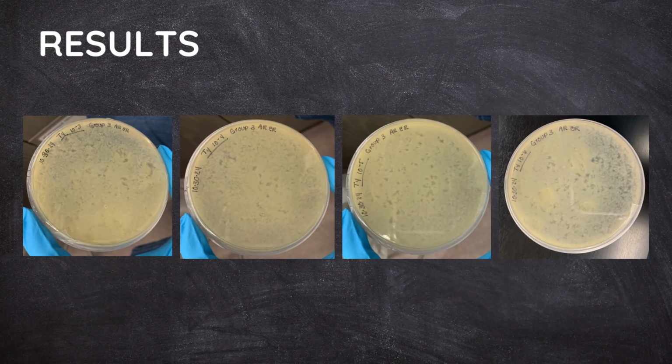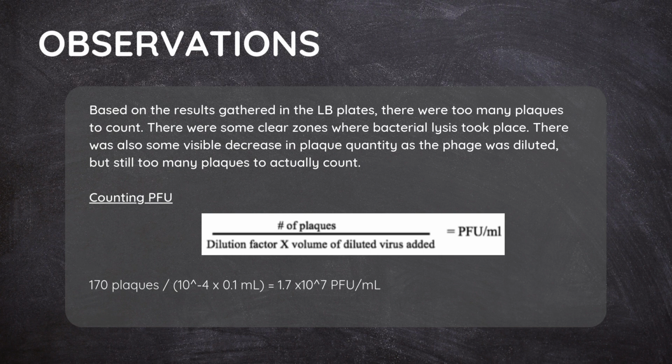These were pictures of our 4 LB plates, starting from the left, 10 to the negative 3, 10 to the negative 4, 10 to the negative 5, and 10 to the negative 6. Based on the results gathered in the LB plates, there were too many plaques to be counted. There are some clear zones where bacterial lysis took place. There was also some visible decrease in the plaque quantity as the phage was diluted, but there are still too many plaques to be actually counted individually.